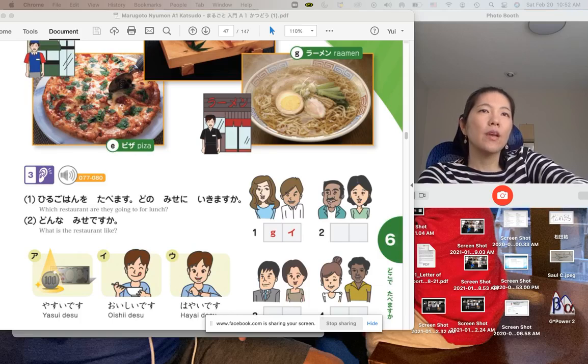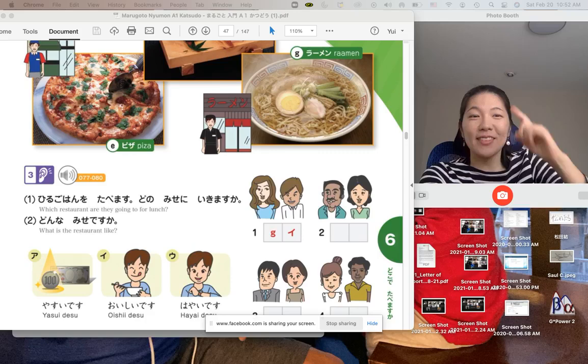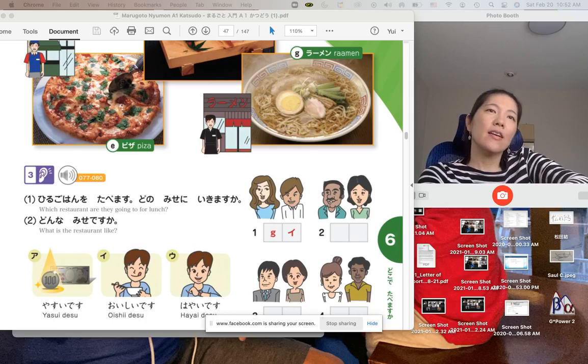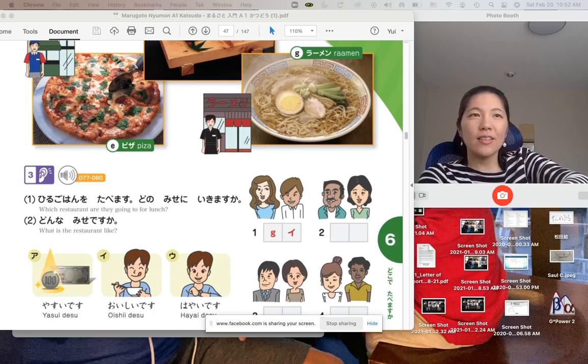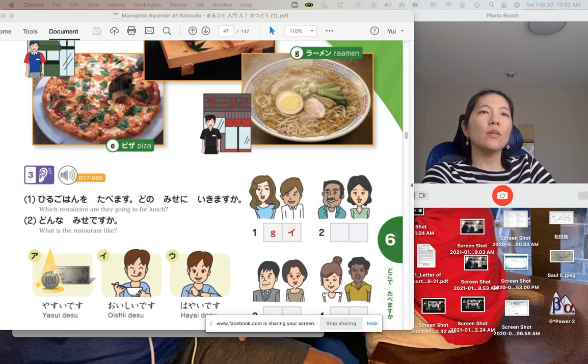ラーメンですか？ You heard ラーメン, which is G, right? Right here. ラーメンですか? はい。あの店は美味しいですよ。Yes. あの店は, that restaurant, is 美味しいですよ. 美味しい is this option, right? This one. 美味しいですよ。じゃあ、そうしましょう。Okay, let's do that. Okay, did you get that?